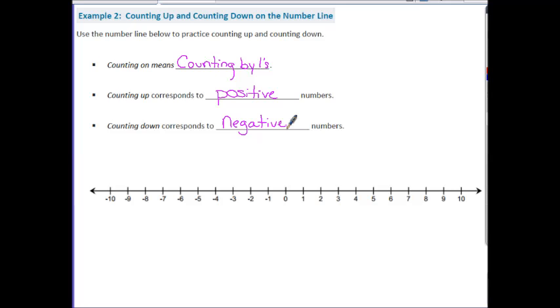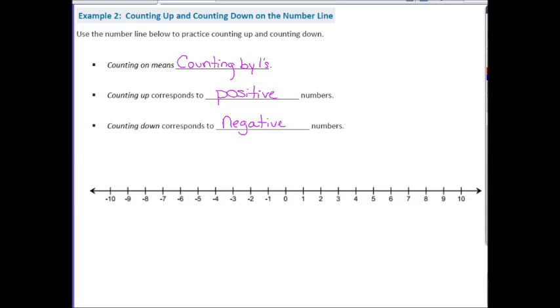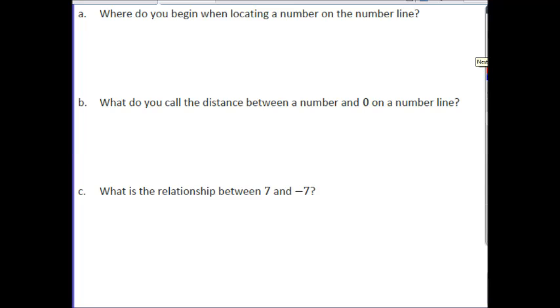So if we take a look at part A, part A says, where do you begin when locating a number on the number line? Let's say, for example, I wanted to show the value of 7 on a number line. I'm always going to begin every number at 0. So that would answer our question here. Where do you begin? You always start at 0.